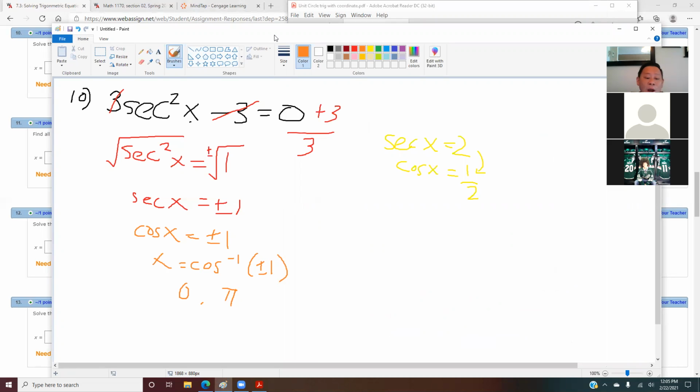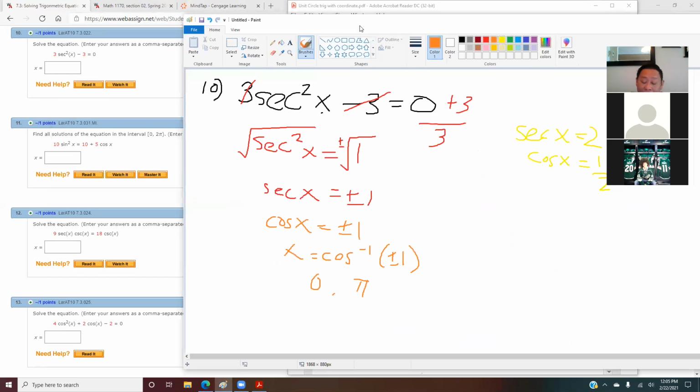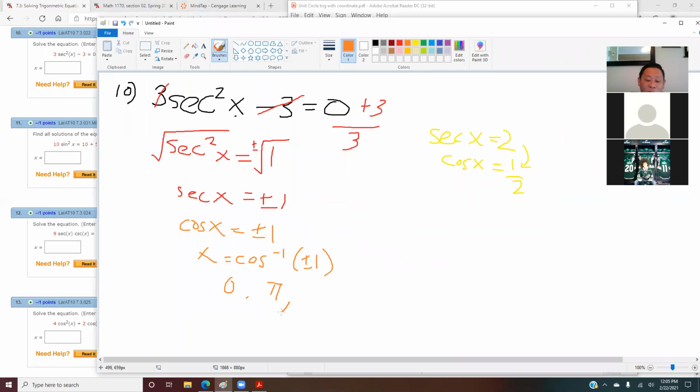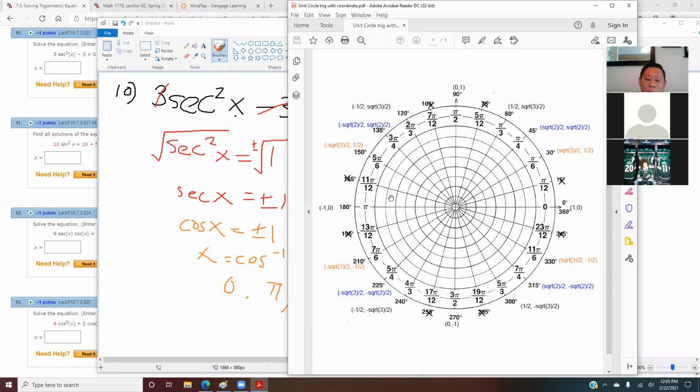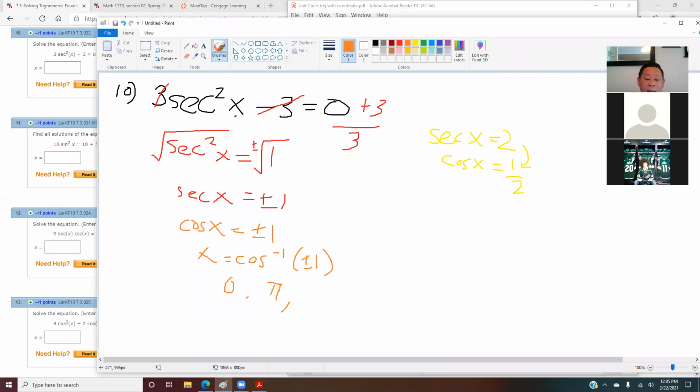Now, if I asked for 0 to 2 pi, then your answer is 0 and pi. But since I'm asking this in terms of n pi, or infinite revolutions, can someone tell me what is the next one if I continue going? 0, pi, and then what else? 2 pi, and then it just keeps going. 3 pi, and if I go negative, it goes negative pi, negative 2 pi. Can someone tell me how you write this in terms of n?